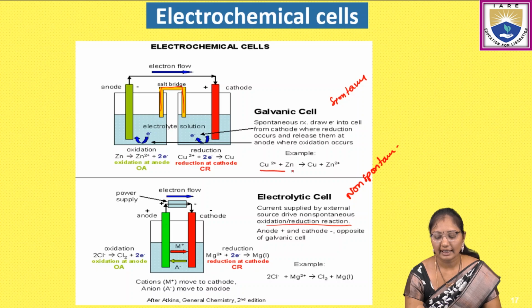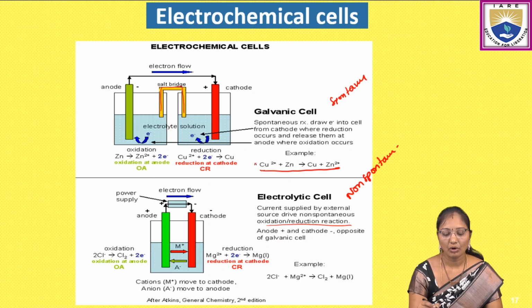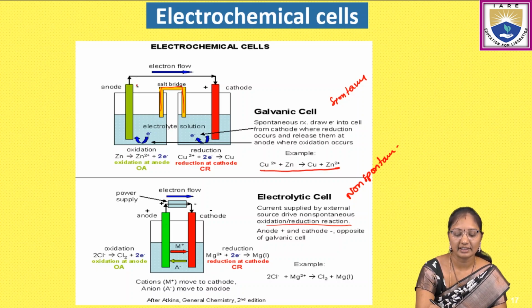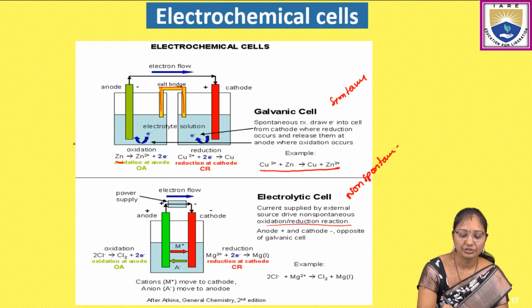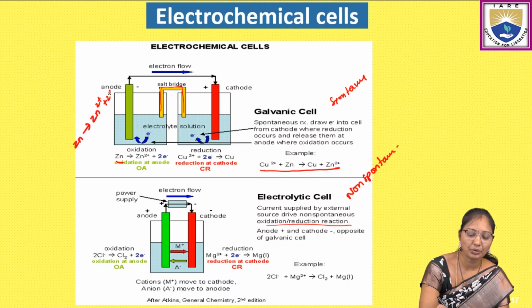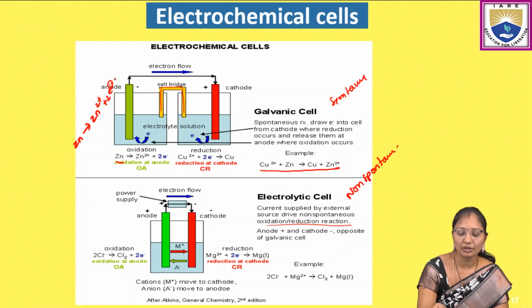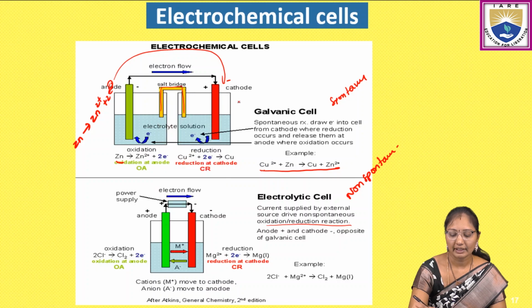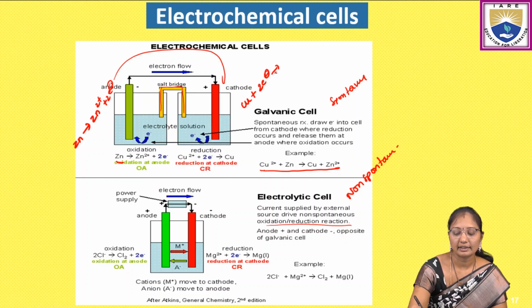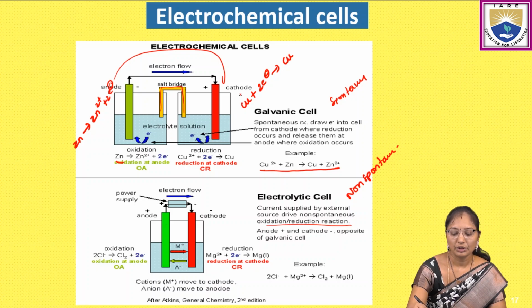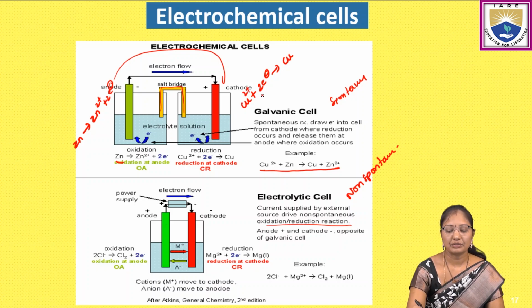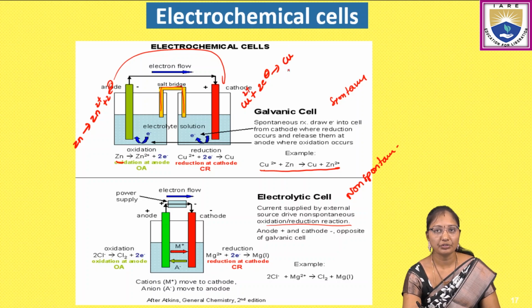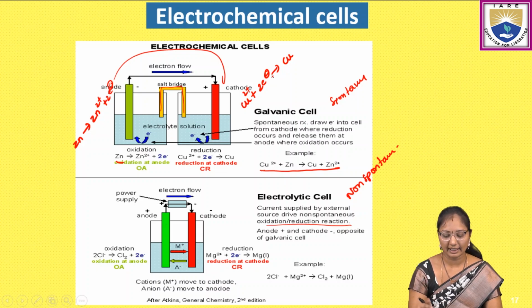Here the reaction involves copper. What happens? The zinc loses its electrons and becomes Zn2+ plus 2 electrons. These 2 electrons travel and reach the cathode, which is the copper, which gains the 2 electrons and is converted into Cu. So Cu2+ plus 2 electrons is converted into Cu. This is the galvanic cell reaction.